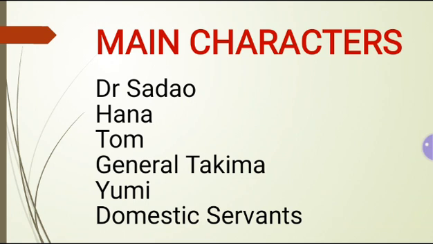Now the main characters. The first character is Dr. Sadao, a Japanese doctor trained by Americans, a dedicated surgeon and doctor, who has a very kind attitude towards the white man. Next character, Hana. Hana is the wife of Dr. Sadao. They met in America. They became friends and got married in Japan. Hana is a balanced woman. She always stands with her husband. She is a very responsible person. She is a dignified and graceful lady.